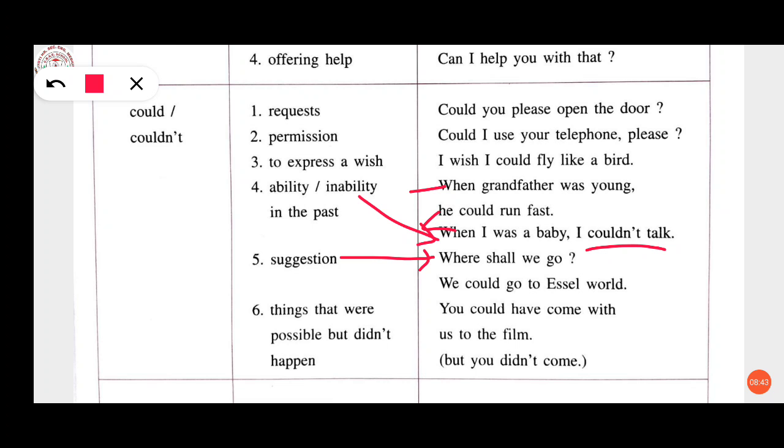Sixth one, that is things that were possible but didn't happen. You could have come with us to the film, but you did not come, which means there was an opportunity for you to go. There was an opportunity, but you have not used that opportunity and you didn't go to watch the film.